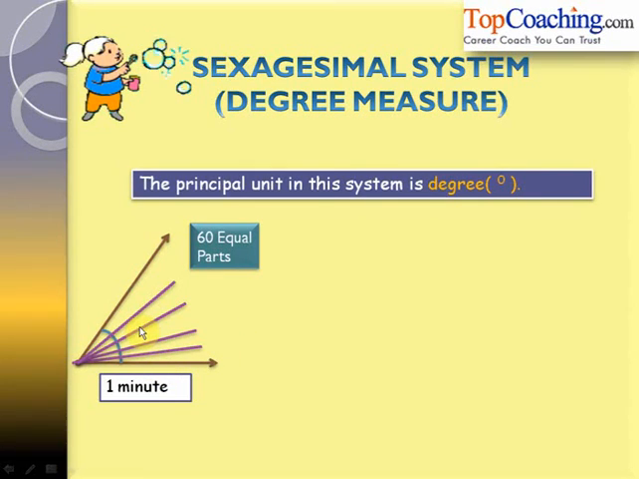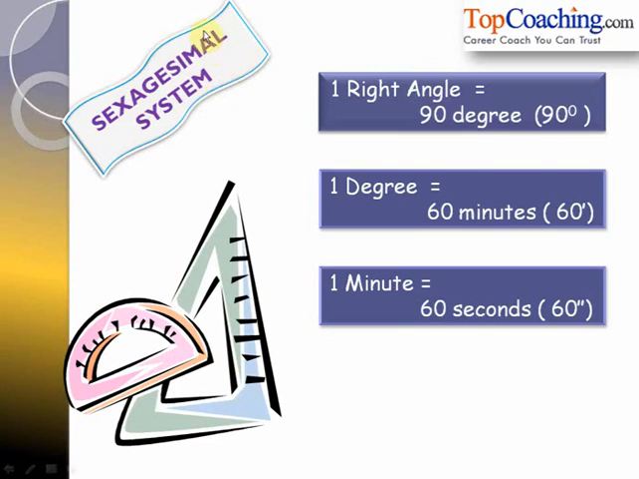So in this system of measurement, we divide a right angle into 90 equal parts such that each and every equal part is called 1 degree. Further, every degree is divided into 60 equal parts, and each of these 60 equal parts is called a minute. Further, we divide a minute into 60 equal parts, and the equal parts are called seconds. So in the sexagesimal system, one right angle is equal to 90 degrees, 1 degree is equal to 60 minutes, and 1 minute is equal to 60 seconds. This is the way we denote a degree, this is the way we denote a minute, and this is the way we denote seconds.